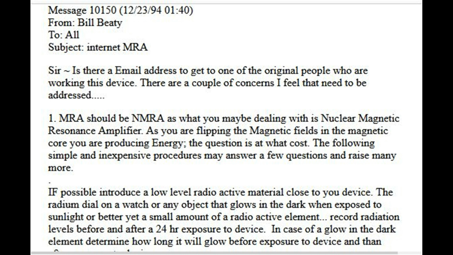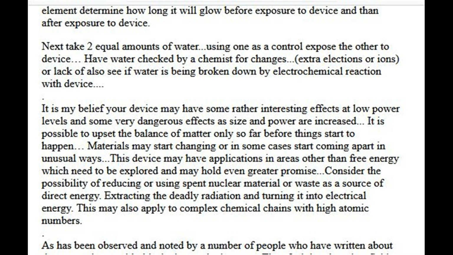If possible, introduce a low-level radioactive material close to your device. The radium dial on a watch or any object that glows in the dark when exposed to sunlight, or better yet a small amount of a radioactive element. Record radiation levels before and after a 24-hour exposure to the device. In the case of a glow-in-the-dark element, determine how long it will glow before exposure to the device and then after exposure. Next, take 2 equal amounts of water, using one as a control, and expose the other to the device. Have the water checked by a chemist for changes, extra electrons or ions, or lack of. Also see if the water is being broken down by electrochemical reaction with the device.